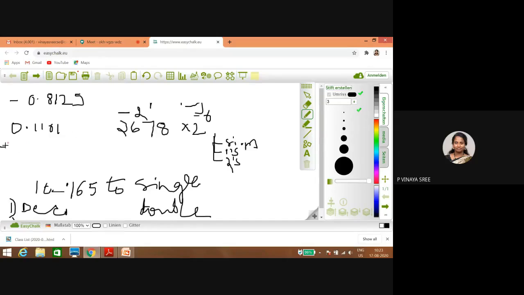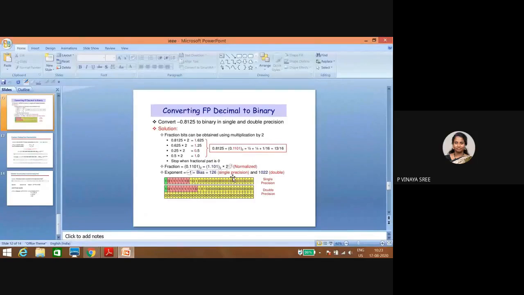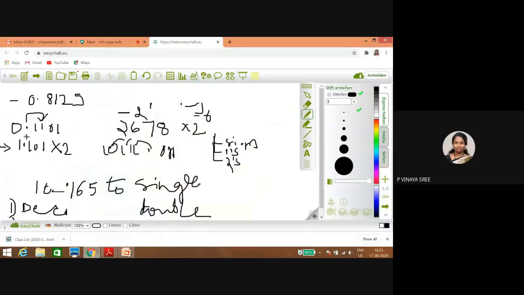The next step is normalization. Previously, we had 111.001 and shifted right. But here, to do normalization, by default the integer part has to be 1, so I'm shifting left. Here we get 1.101. The exponent value is how many bits I have shifted. Only 1, right? Previously it was 0 point, now it is 1.101. Only 1 bit is shifted, so it is -1. So you get the exponent.